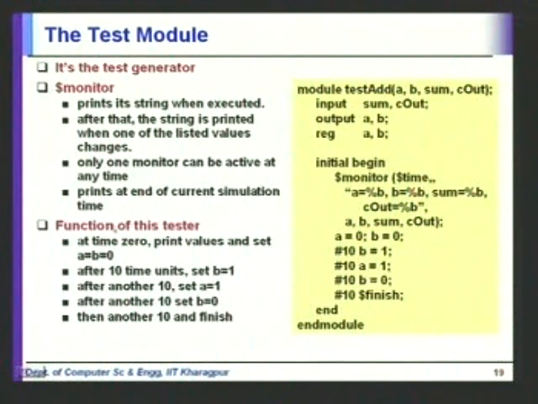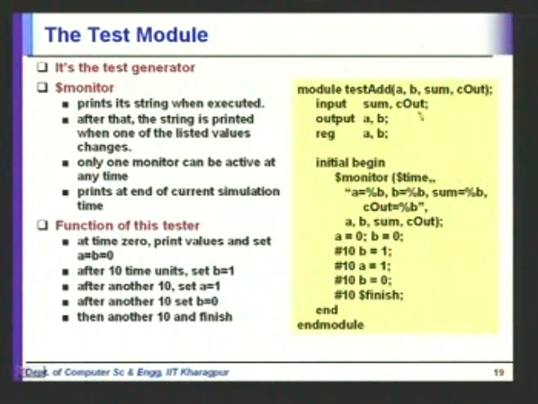Now the function of this tester is, as I said, that at time 0 it prints values and sets A equal to B equal to 0, then sets this in this sequence. Okay, we have discussed this already. Sir, in the test bed, are the inputs and outputs reversed?